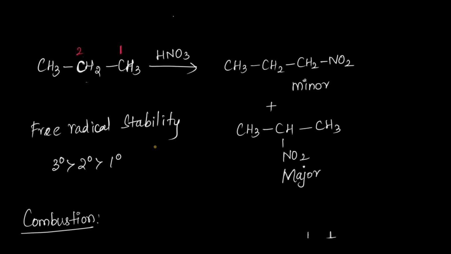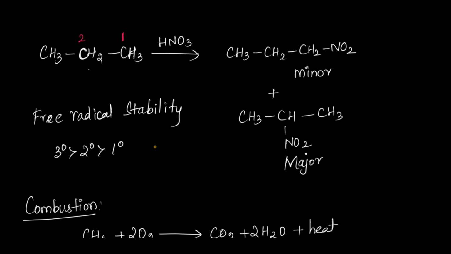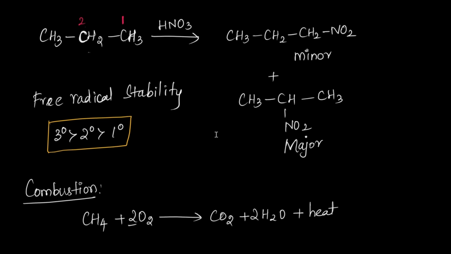Which is the more stable free radical? Tertiary free radical would be more stable because of the inductive effect. Then comes secondary, then comes primary. So the order is important. Depending on that only, the major product can be predicted.